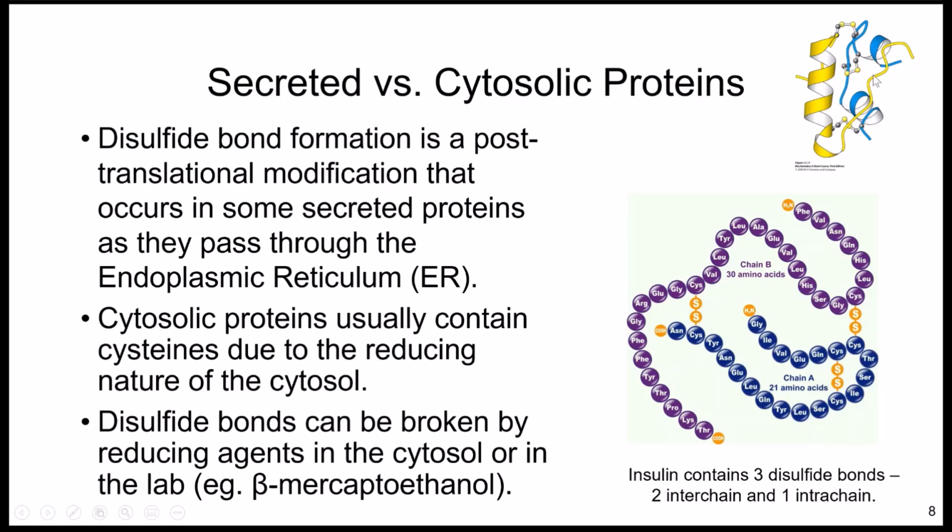As I mentioned, these disulfide bonds can be reduced, and in the lab, a chemical called beta-mercaptoethanol can be used. And if insulin was treated with BME, BME is just the abbreviation that we use for it, the two chains would fall apart.